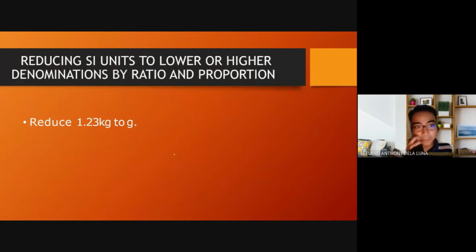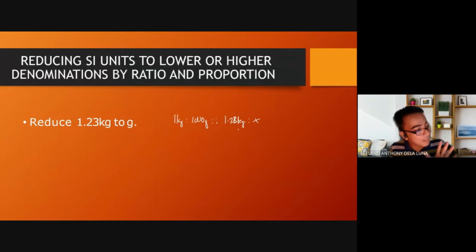So next, actually this is the same. Reducing SI units to a lower or higher denomination by ratio and proportion. So pwede rin naman kasi gawin to. Mag-ratio and proportion tayo. So how do we do this? What we did earlier was dimensional analysis. So if we do ratio and proportion, this is it. If 1 kilogram is equivalent to 1,000 grams, then 1.23 kilograms is to X grams. Okay? Nakita nyo, class, kung paano ko to sinulat?